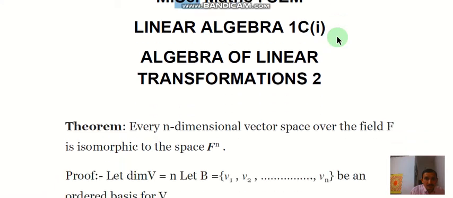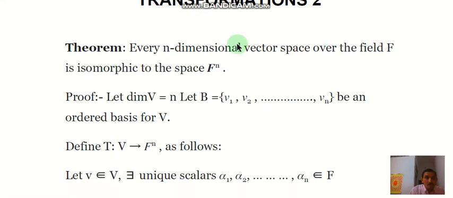transformations. So these are the theorems. The first theorem tells us that if any linear vector space V is n-dimensional, then it is isomorphic to the space Fn of n-tuples of the field.